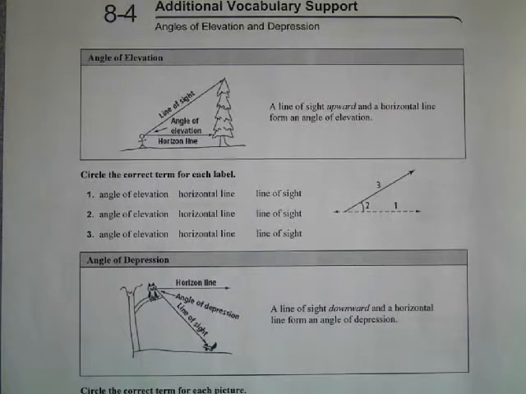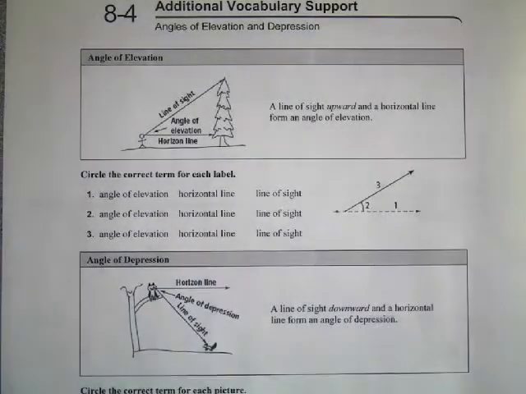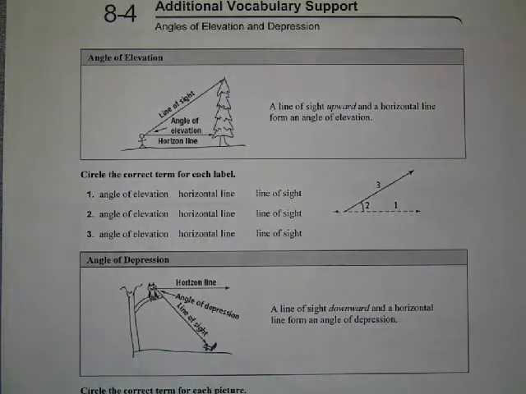All right, welcome to the last part of our trigonometry unit. This is angles of elevation and depression, so this is more used when we're talking about story problems. So the first thing we're going to talk about is angle of elevation. So it's a line of sight upward.